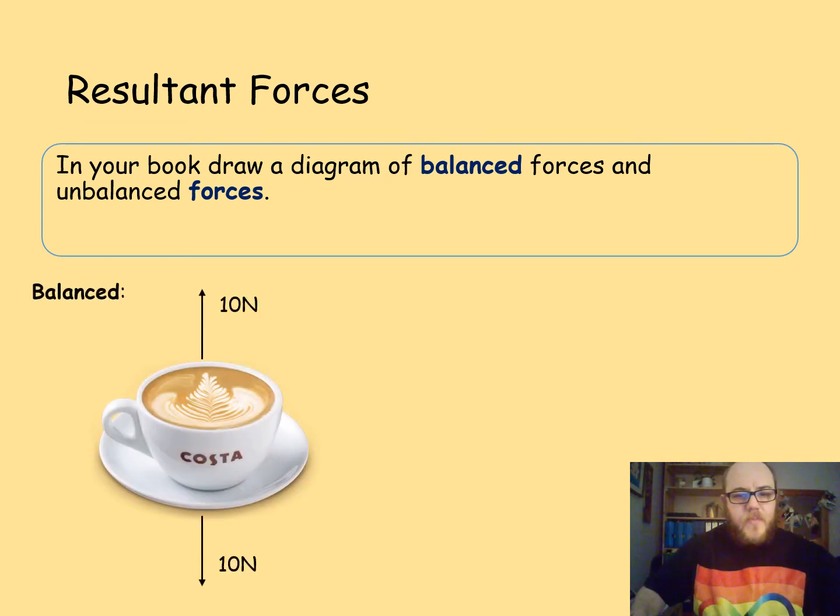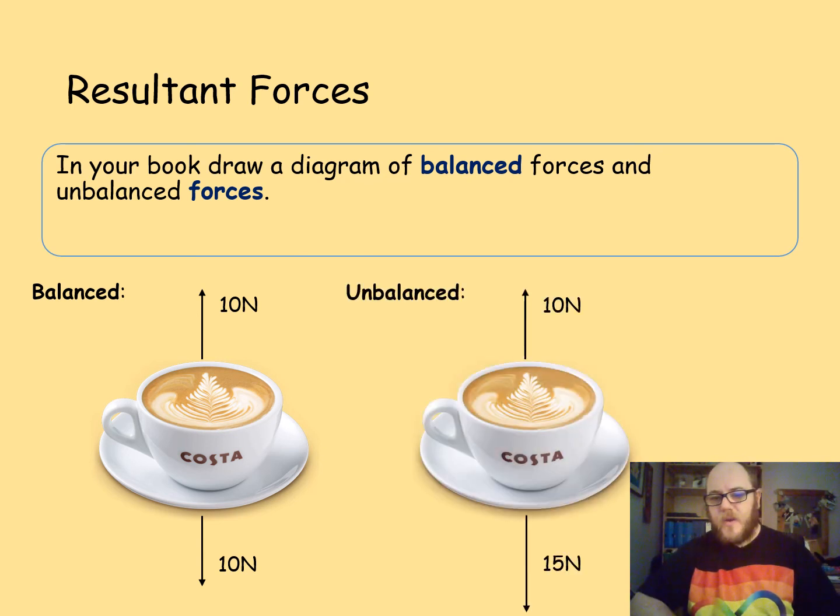So here's an example of a balanced force. This coffee cup is, let's say, sat on a table and has a force of 10 newtons pushing up from the table, and 10 newtons from its weight pulling it back down to earth. And this one is unbalanced. We have 10 newtons being pushed up on the coffee cup, but unfortunately 15 newtons going down. This is unbalanced, and this coffee cup is going to be spilling its coffee all over the place.